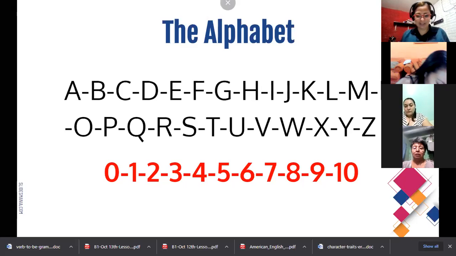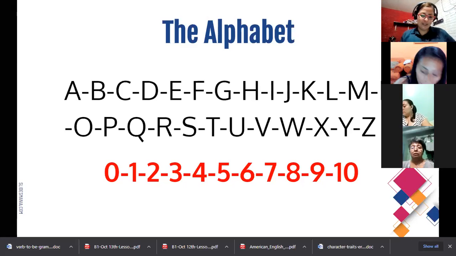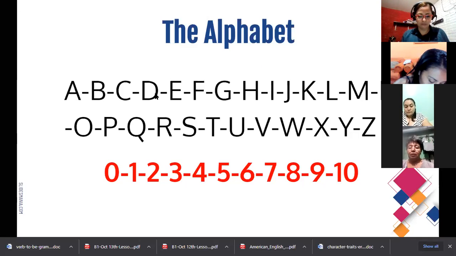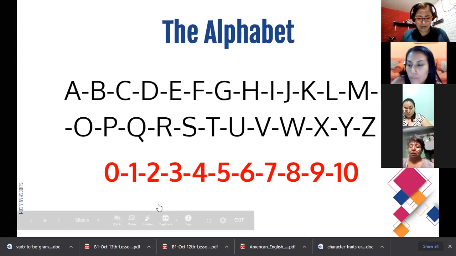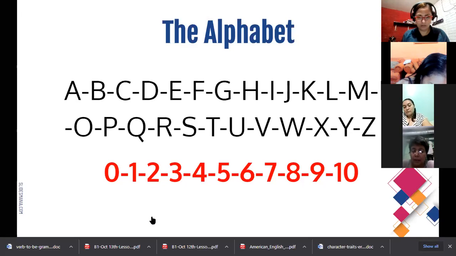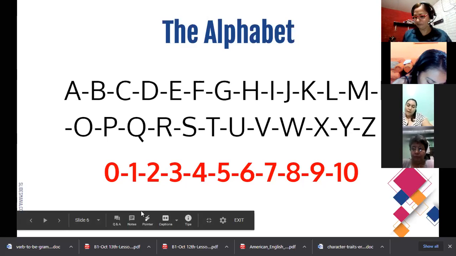Number one, letter C. Number two, letter X. Letter A. Okay. Letter E. Letter I. Tómatela rápido, papi. Tómatela rápido, porfa.